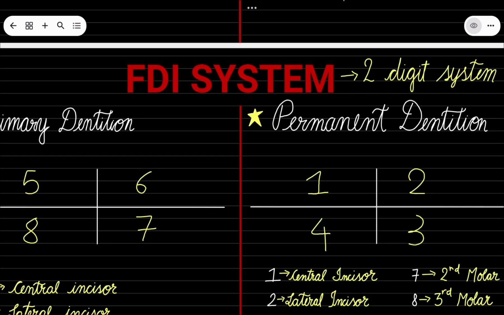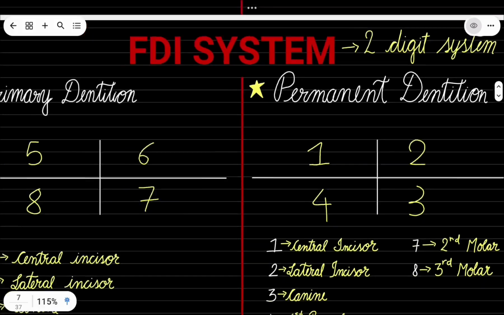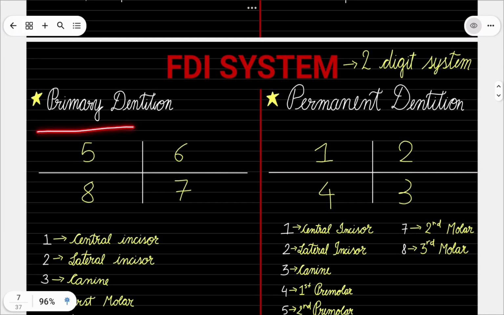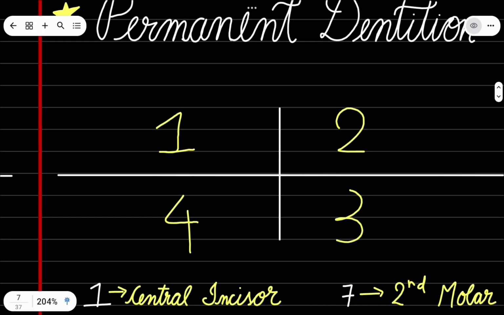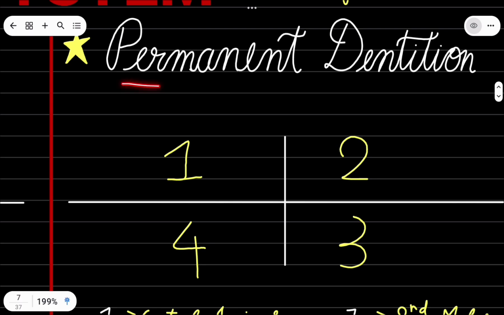Now as you can see, these are the 2-digit system. So 2 digits will be used to specify a particular tooth. Here both the dentitions will have numbers. For permanent dentition, first we will give each quadrant a specific number. The maxillary right quadrant we will give number 1, the maxillary left quadrant number 2, the mandibular left 3, and the mandibular right number 4. Remember that numbers 1, 2, 3 and 4 are used for permanent dentition.